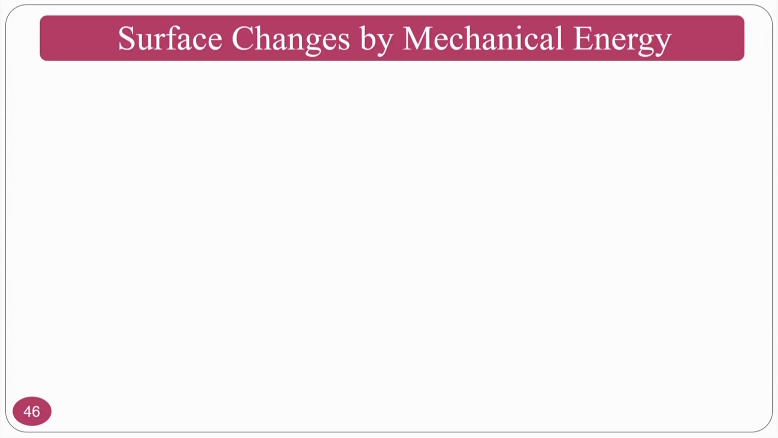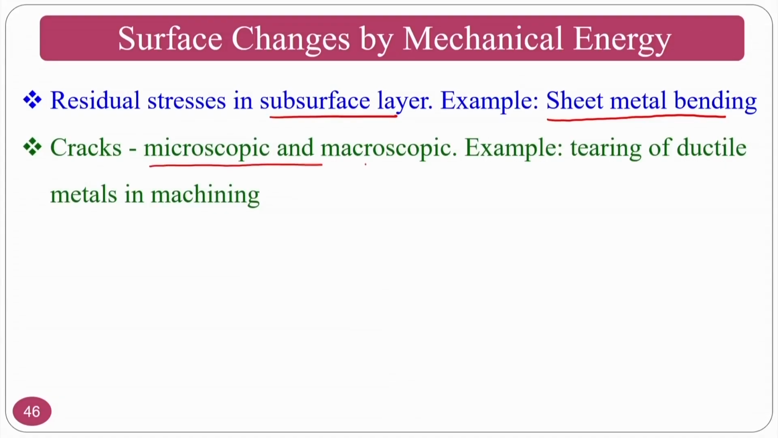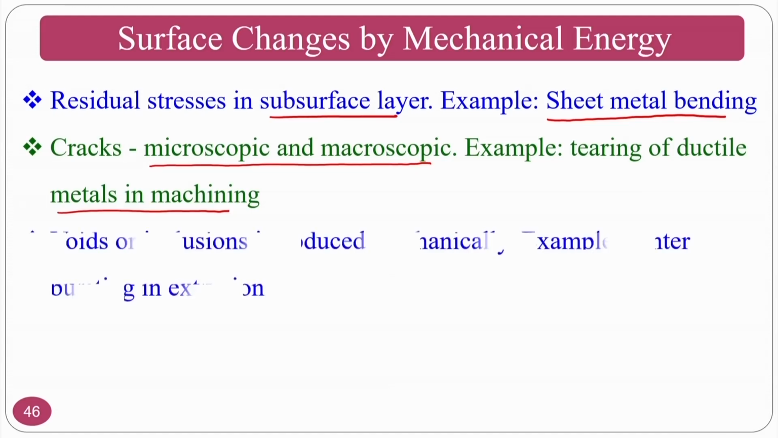So, first we will see surface changes by mechanical energy. Residual stresses in the subsurface layer, an example is sheet metal bending. Normally whenever you do the sheet metal bending process, you will always get residual stresses, and sheet metal bending is a mechanical type of energy that you are putting. Cracks, microscopic and macroscopic, an example is tearing and ductile tearing in the machining process. The machining process is also a mechanical process where you remove the material. Okay. Because of which the cracks and other things will generate.